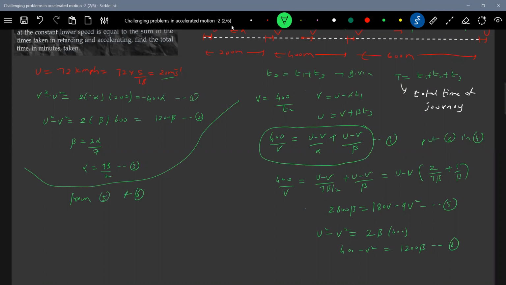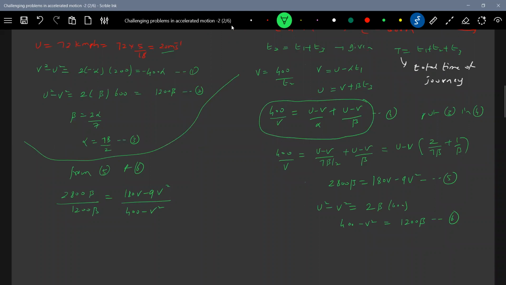I'm giving all the equations numbers, so we'll end up with a quadratic equation for V. Or else we'll divide these two equations: 2800 beta by 1200 beta equals (180 V minus 9 V square) by (400 minus V square).